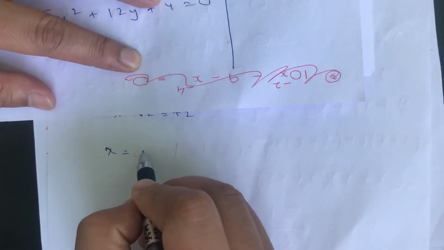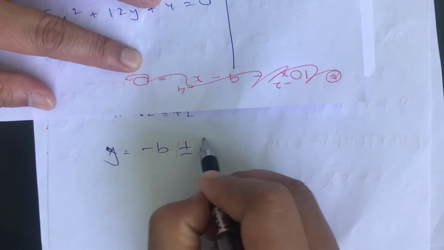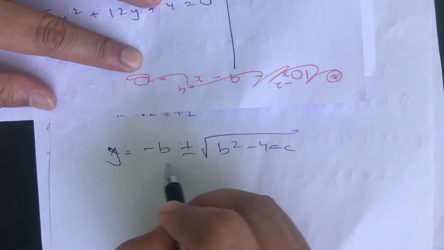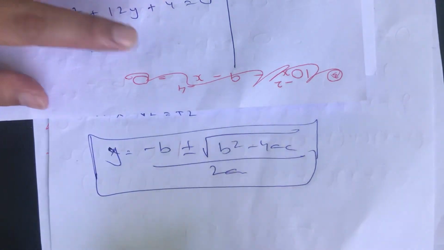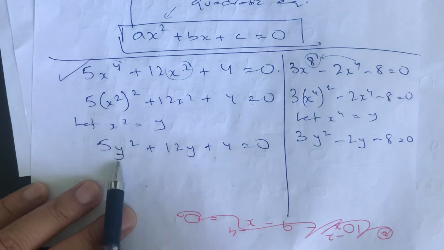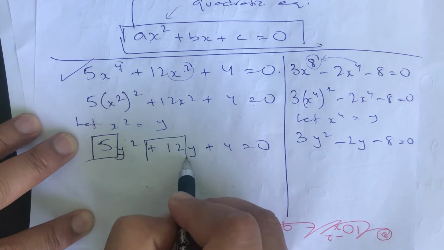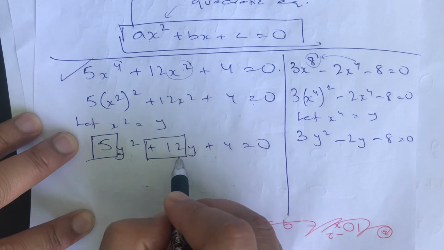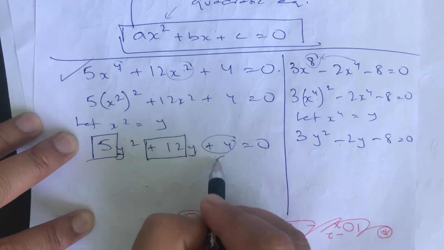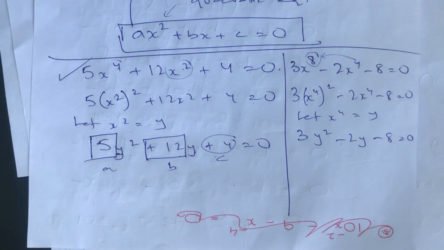x is equal to, instead of x you can use y, is equal to minus b plus minus root of b squared minus 4ac, divided by 2a. You can use this also to solve these equations, where anything before your square is your a, anything before your y or your x, that becomes your b, and this becomes your c. Okay, a, b, c. And then you can easily solve that.